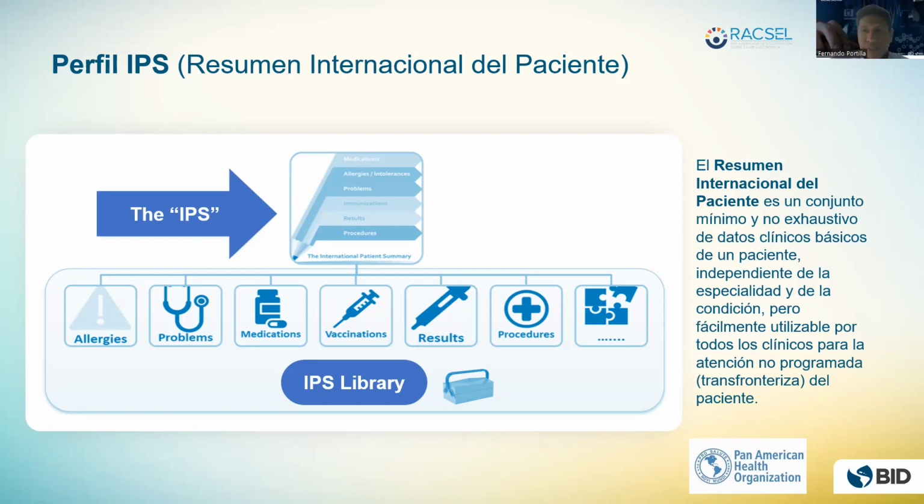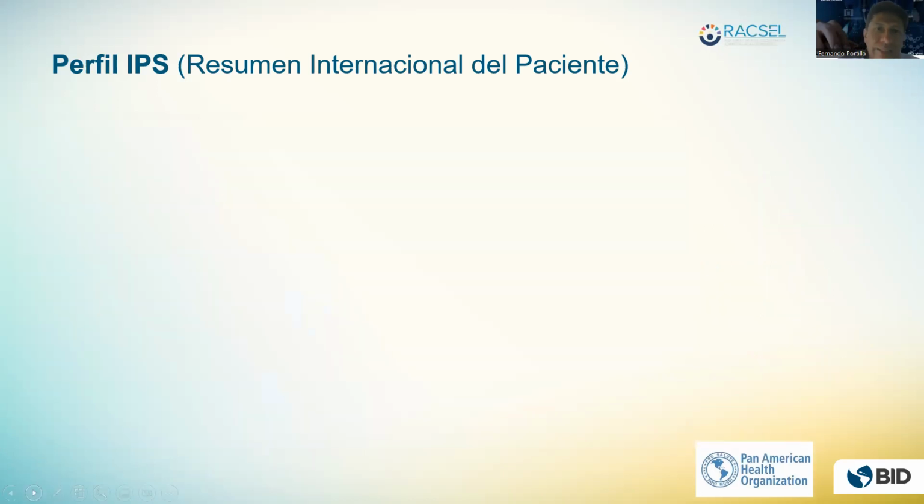So I think that in summary, this is very interesting. It's a minimum, not exhaustive, data set of clinical data, regardless of the speciality and the condition, but easily used by all clinicians. So they have been categorized then as the exceptions, we could say. There's some data that could be considered context and then separate sections, and the different sections have been characterized according to the different levels of criticality.